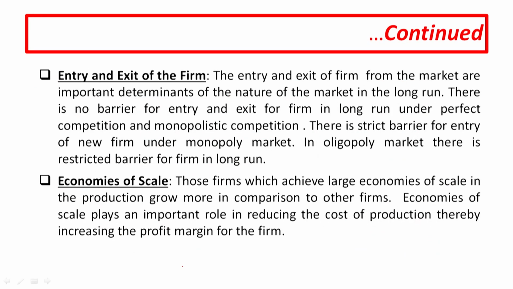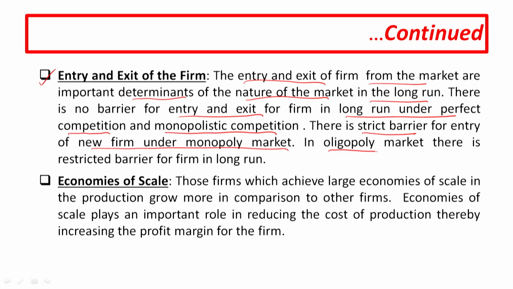Now we'll be talking about entry and exit of firms. The entry and exit of firms from the market are important determinants of the nature of the market in the long run. There is no barrier for entry and exit of firms in the long run under perfect competition, as we have already discussed, and monopolistic competition. On the other hand, there is a strict barrier or restriction for new firms under the monopoly market. As you are already aware, in monopoly there is only one firm, so there is a strict barrier for new entrants or the exit of other players.